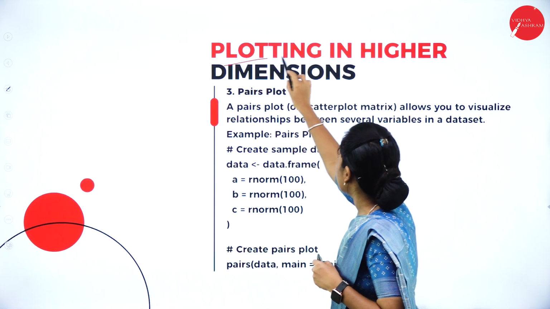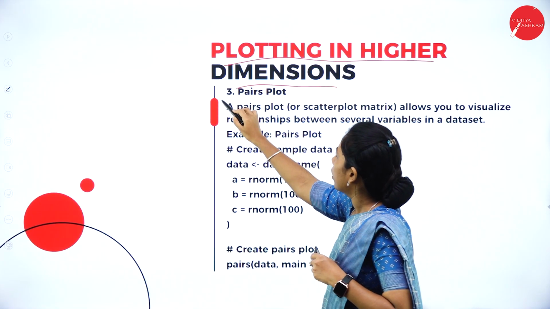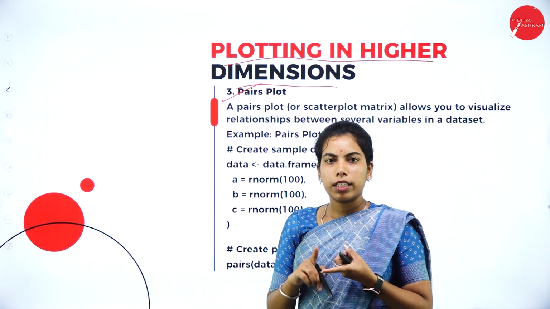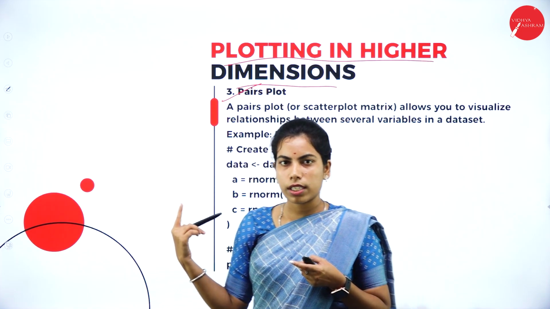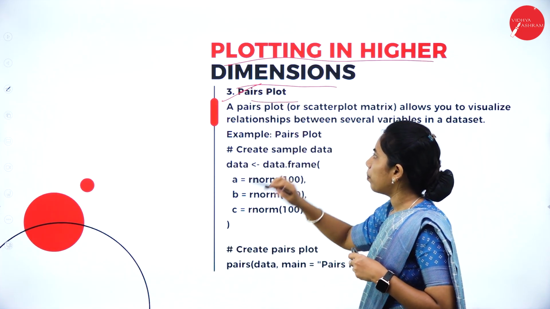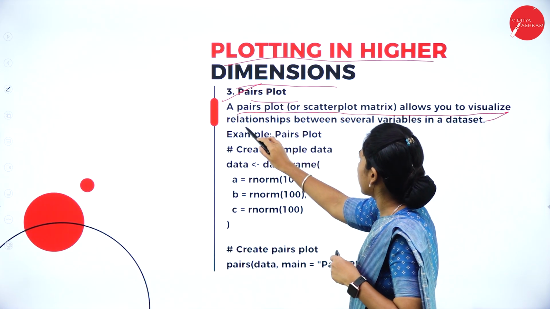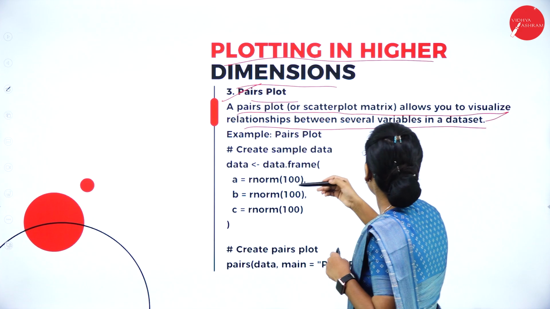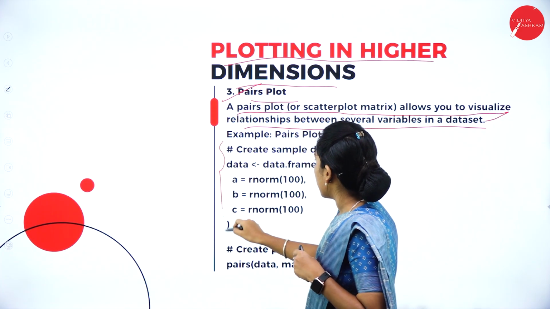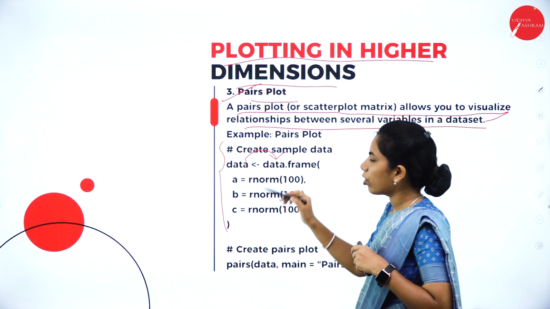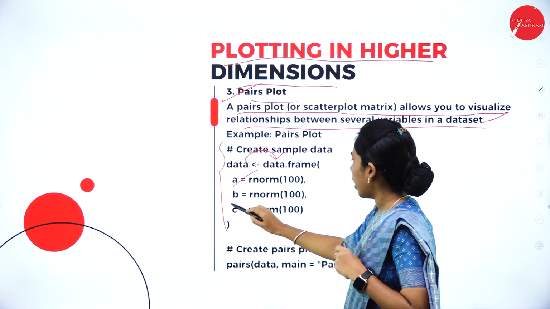And also here you can see plotting in higher dimension, the third point. The first point is 3D scatter plot and color and also sizes. The third point, pairs plot. A pairs plot or scatter plot matrix allows you to visualize the relationship between several variables in a data set. So here you can see one data set, create one data frame.